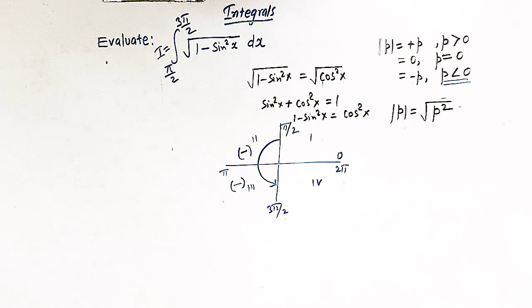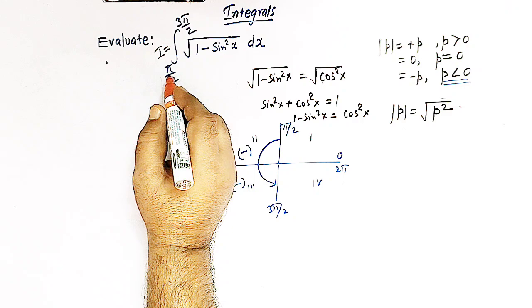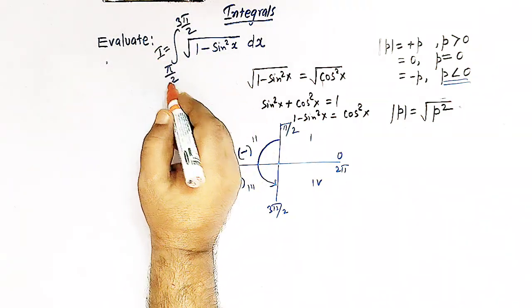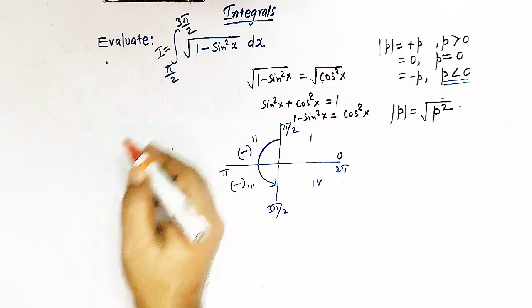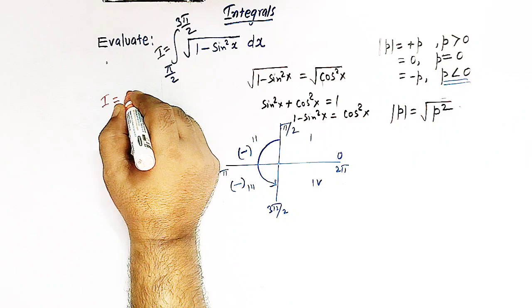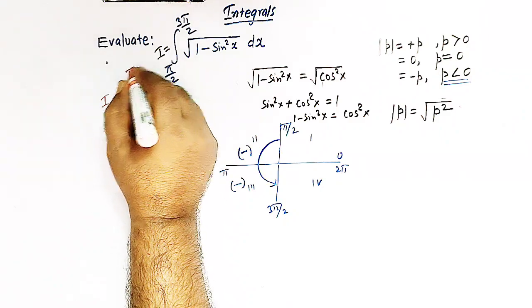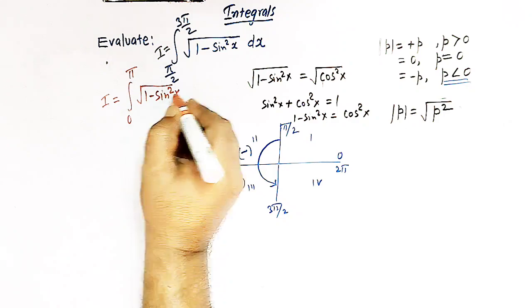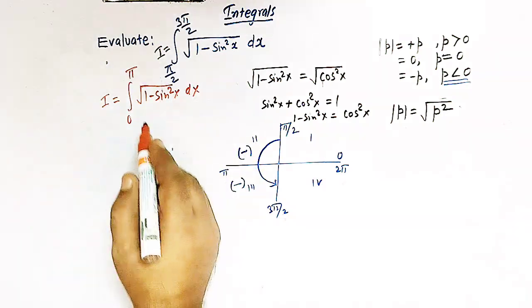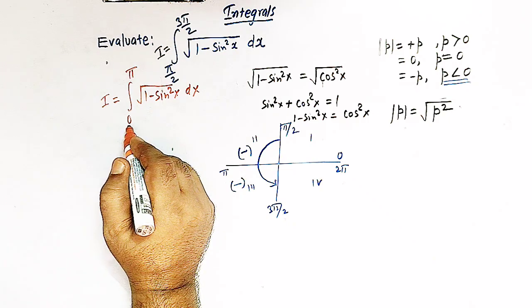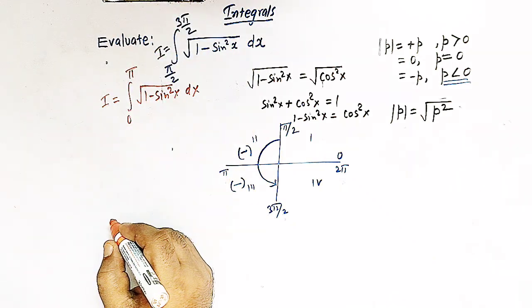So viewers, let us consider one more problem, and here we can change the limits, right? Suppose instead of having pi by 2 to 3 pi by 2, we have this integral, that is, suppose I is equal to the integral from 0 to pi of square root of 1 minus sine square x dx. So let us consider the case when the lower limit is 0 and the upper limit is pi, right?